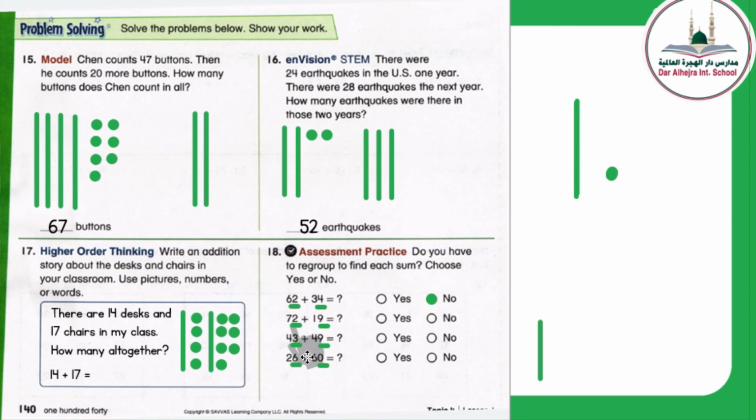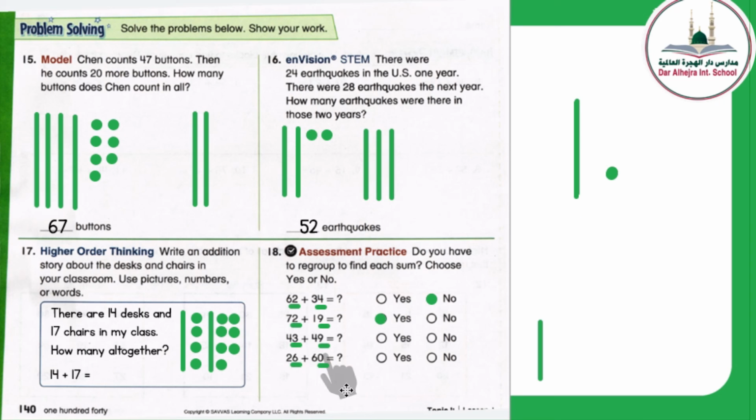Next, let's check this one. 72 plus 19. We have to look closely at the number which is in the ones place. I've got 9 here and I've got 2 here. If I add 9 to 2, that means 9, after 9, 10, 11. I get a total of 11. That means it's more than 10. That means I have to regroup it, because when the sum of the ones is 10 or more than 10, we need to regroup it. So that means yes, this number will be needing a regrouping.